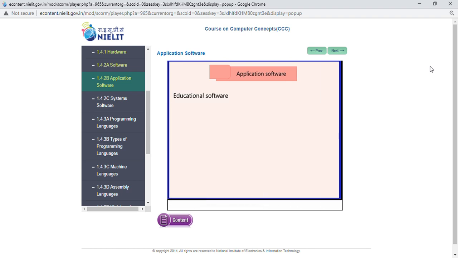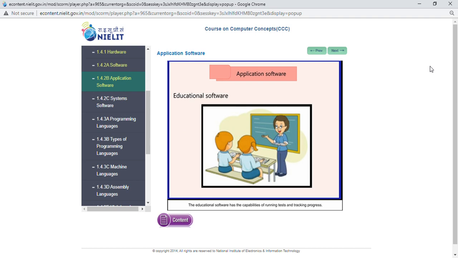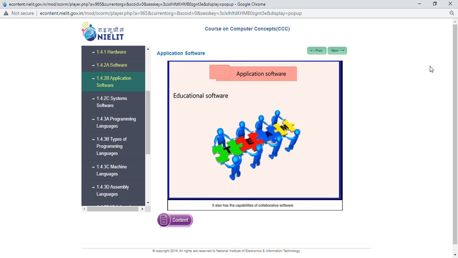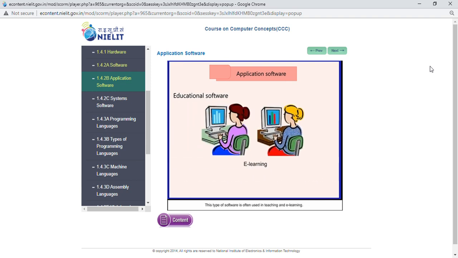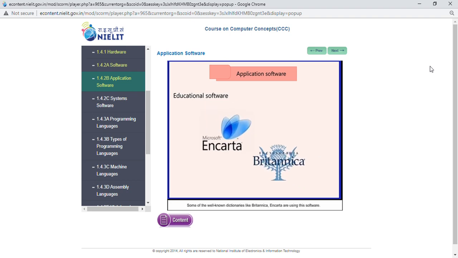Educational software. The educational software has the capabilities of running tests and tracking progress. It also has the capabilities of collaborative software. This type of software is often used in teaching and e-learning. Some of the well-known dictionaries like Britannica and Encarta are using this software.